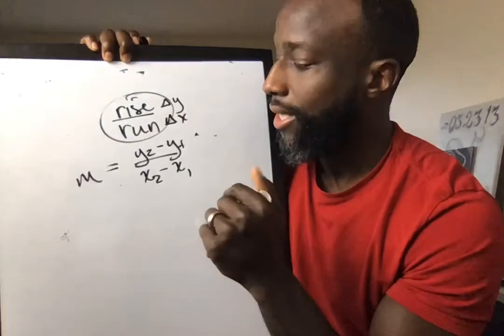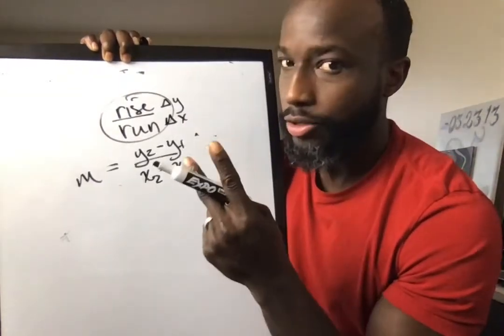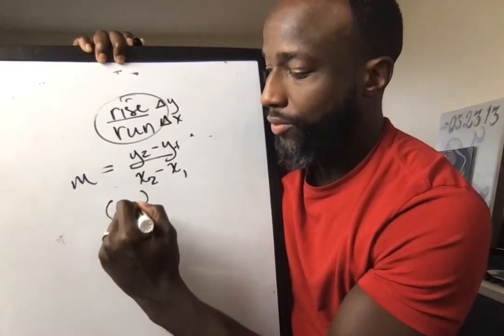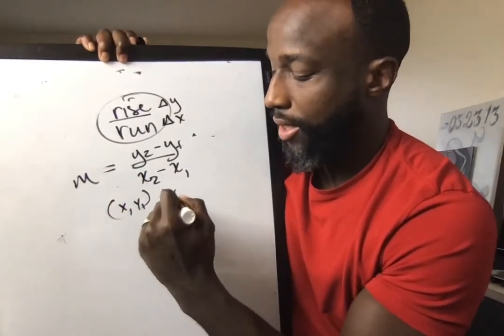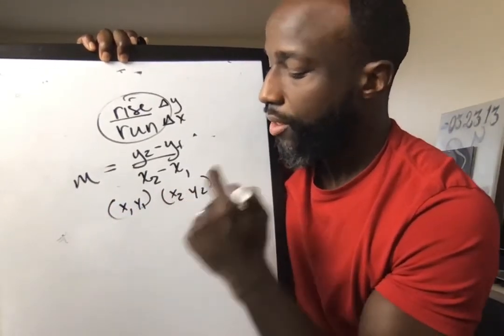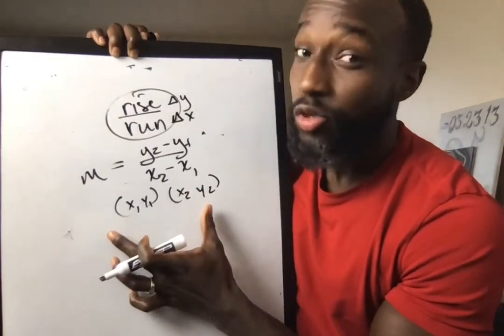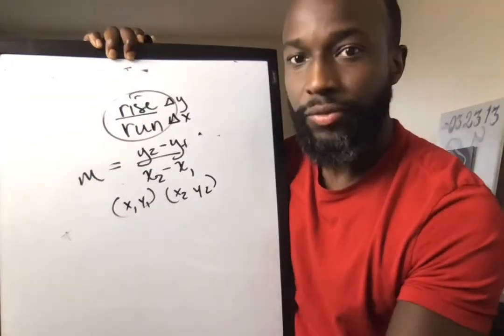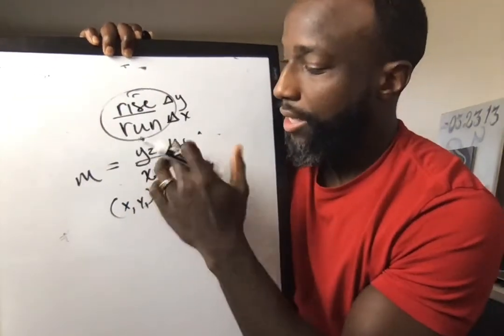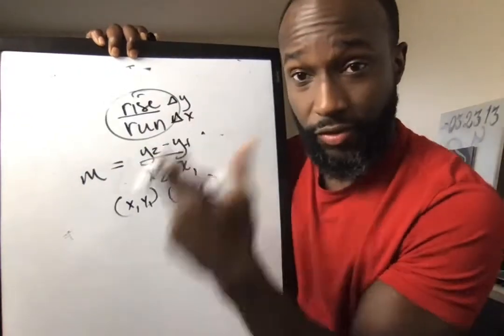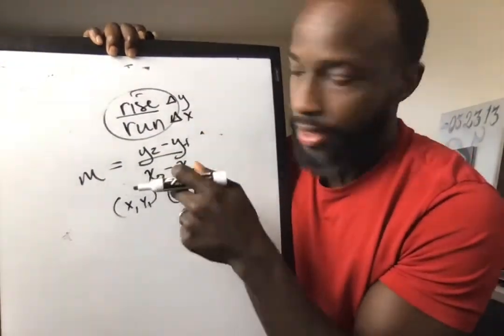With that being said, in order to find the slope, all you need is 2 points, 1 point being x1, y1, and the other point being x2, y2. When given 2 points, 2 coordinates, you would just substitute these values into this formula here. y2 minus y1, x2 minus x1.